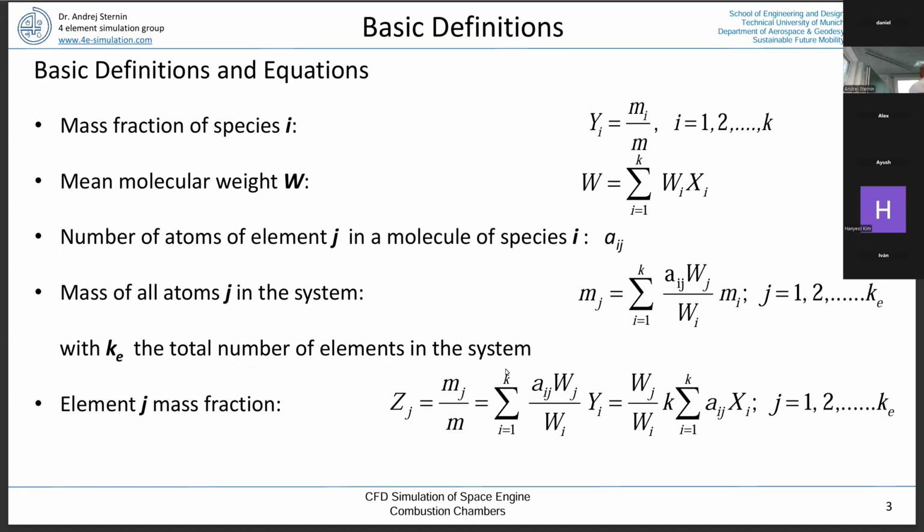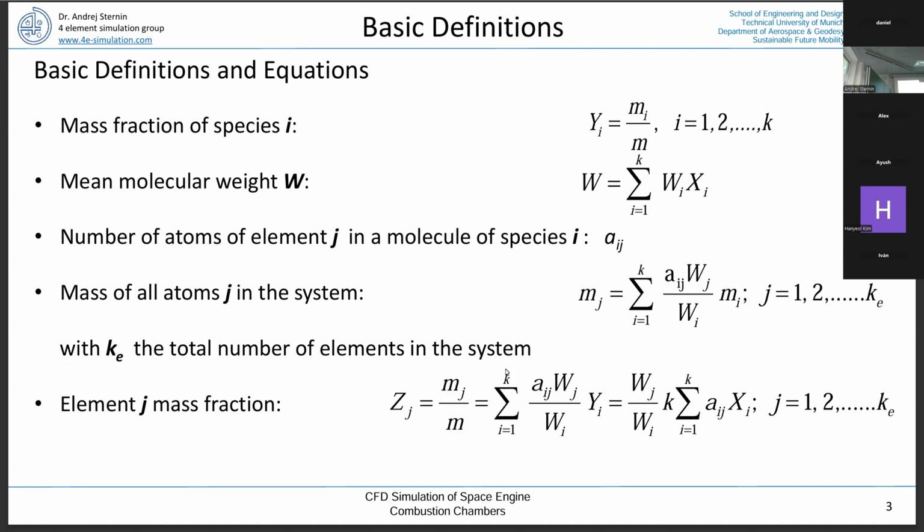So we have the number of atoms of a certain element in a molecule, and then we have the total number of a certain atom in the system. This is also what we aim at in an equation of conservation of atoms in the system: what comes in, what comes out.